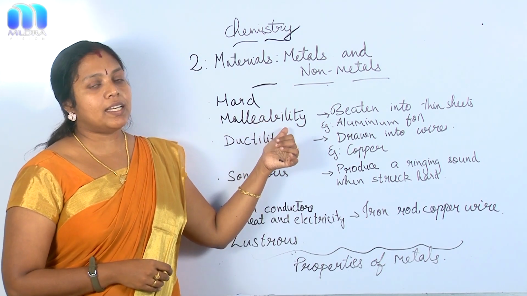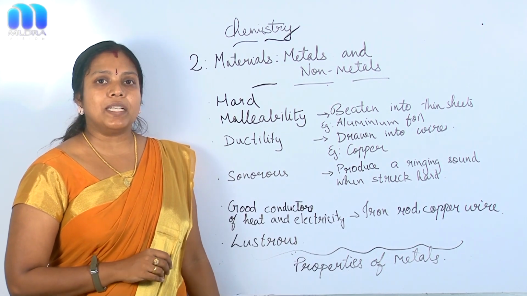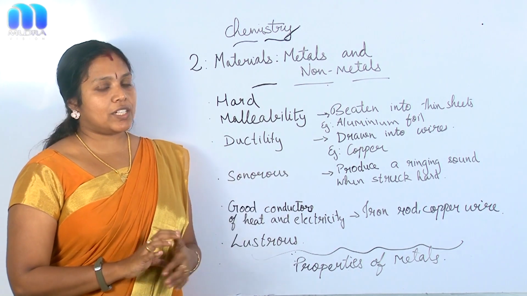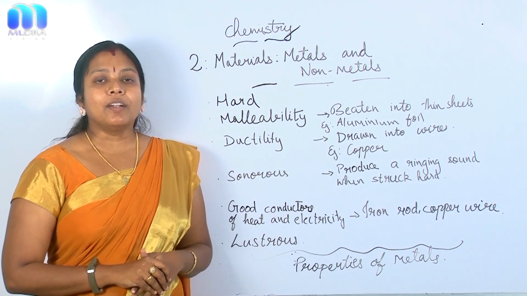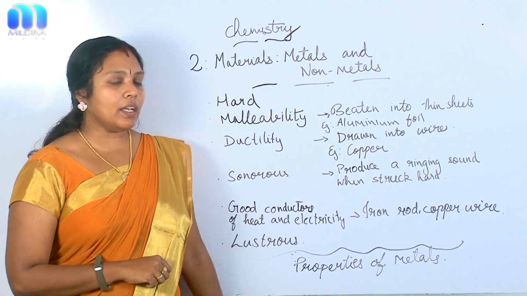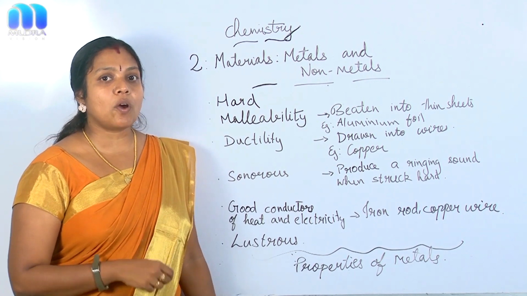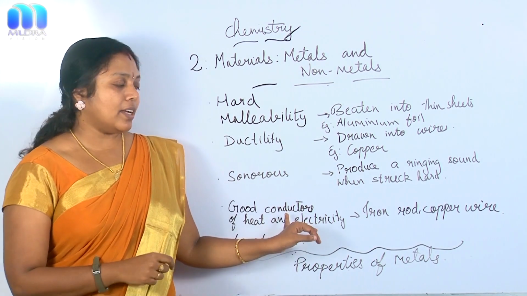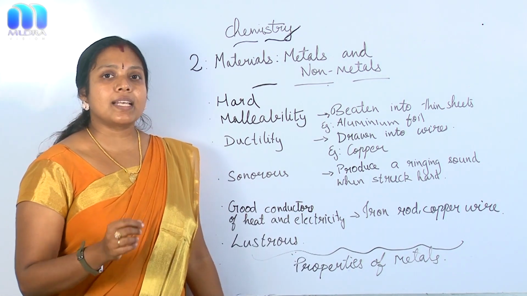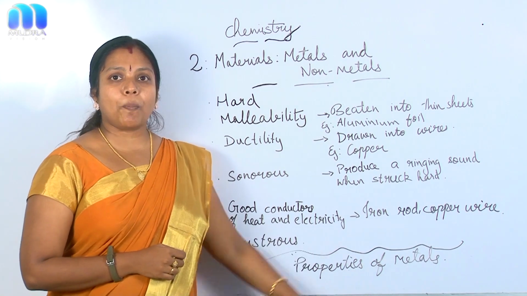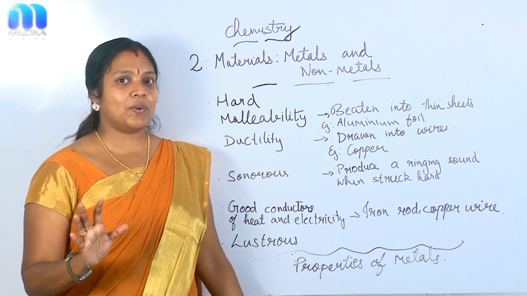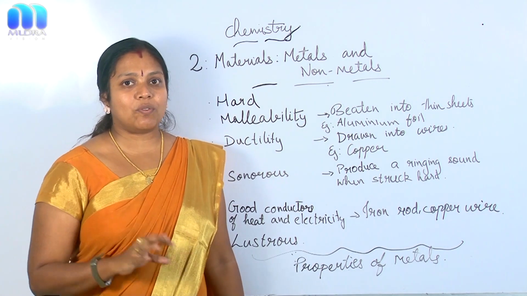And malleability, it is the property of metals that can be turned into thin sheets. Example, aluminum foil. Then ductility, the property of metals that can be drawn into wires. Copper wire is a good example. Sonorous, the property of the metal that produces a ringing sound when struck hard. Then good conductors of heat and electricity. Example, iron rod has the ability to pass heat, and copper wire has the ability to pass electric current. The last one, lustrous. Good examples are gold and silver.